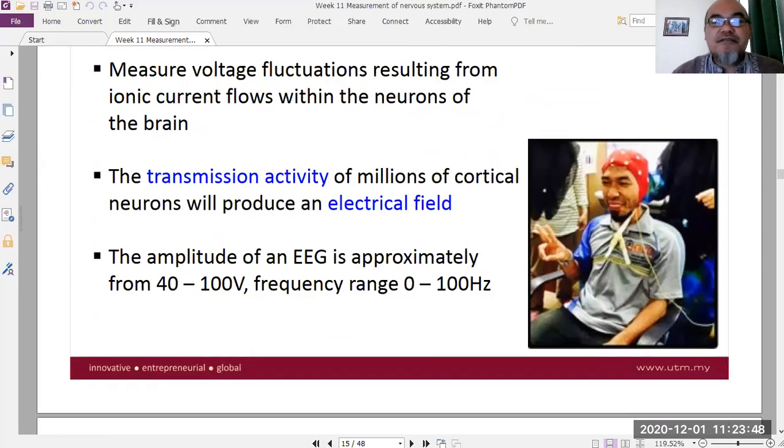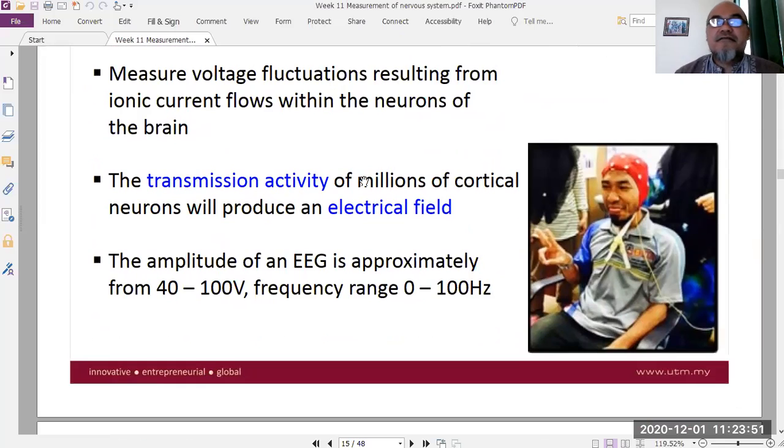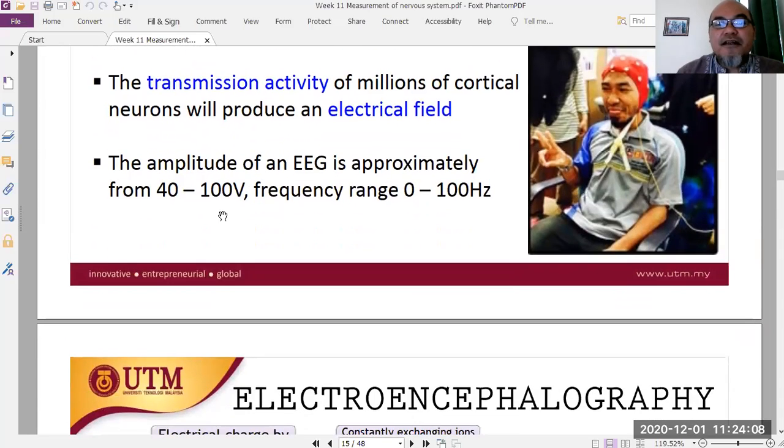It measures voltage fluctuations resulting from ionic current flows within the neurons of the brain. The transmission activity of millions of cortical neurons will produce an electrical field, and the amplitude is usually very small, from 40 to 100. I think it's supposed to be microvolts, not just volts. Frequency range is 0 to 100 Hz.